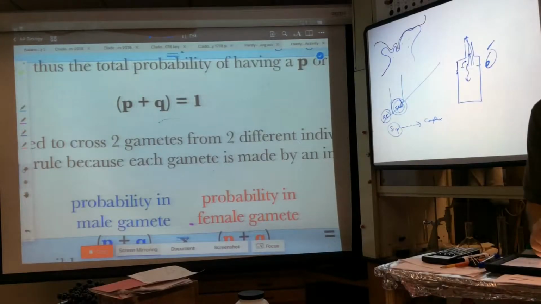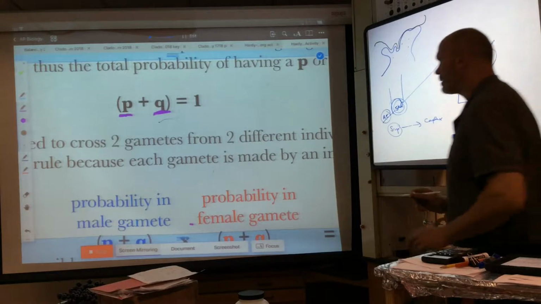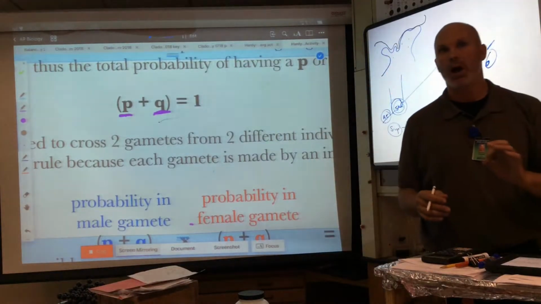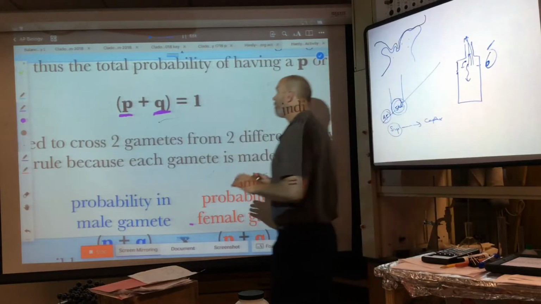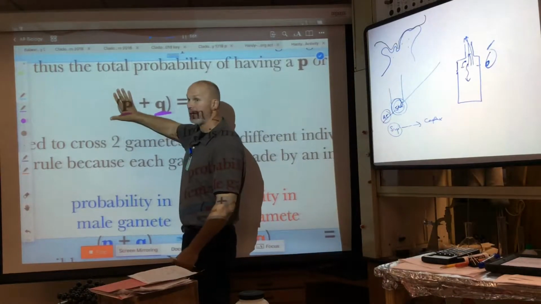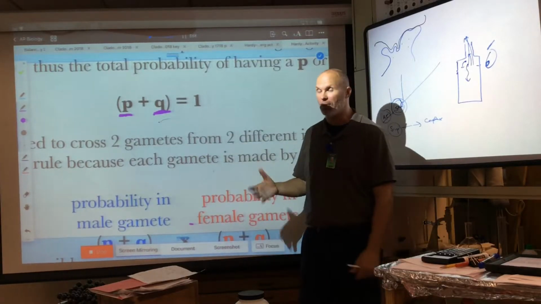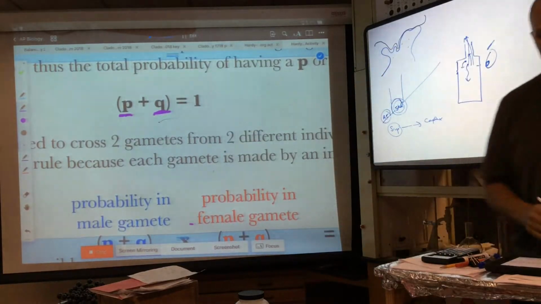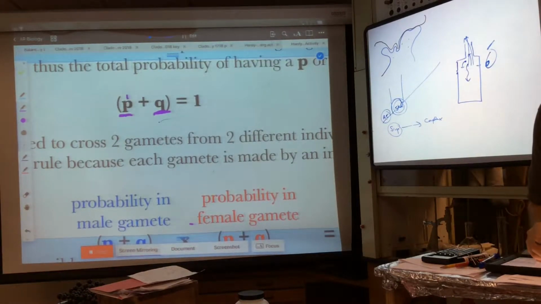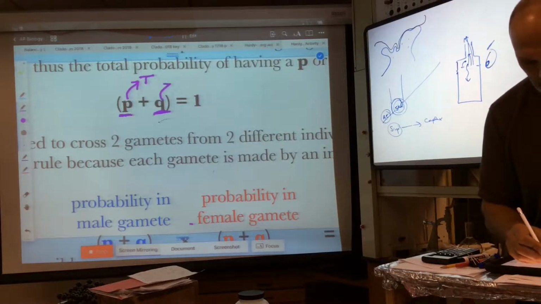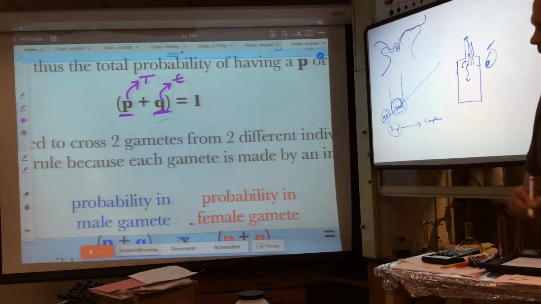Little p, and please write this in, because understanding these little differences will really help you. This p and this little q represent the frequency of all of the population's dominant alleles and all the population's recessive alleles. It's really the probability, right, when you think about it. Little p really represents how many T's are out there, and little q represents, in the entire population, how many little t's there are.